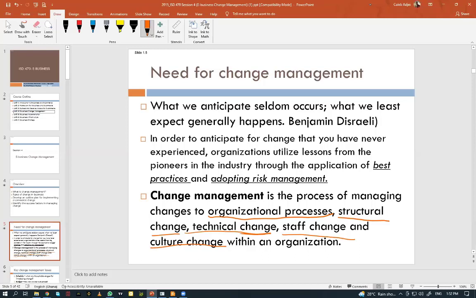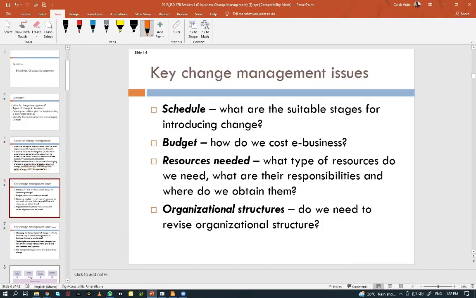So change management is the process of managing change. Whenever we are introducing a new system, we need to manage how the changes are being introduced to the organization, how it's being introduced to the structure, the technical, and all those kinds of things. Now let's continue. How do we introduce changes to organizations? So key management issues that we need to do. Number one, we need to time it, the schedule. Is it the right time to introduce that particular change? So the question is, what are the suitable stages for introducing a particular change?